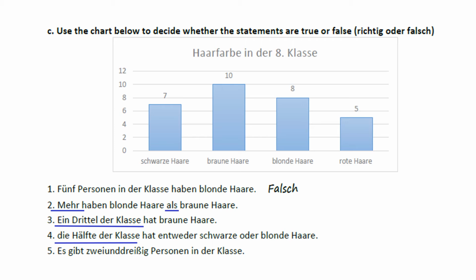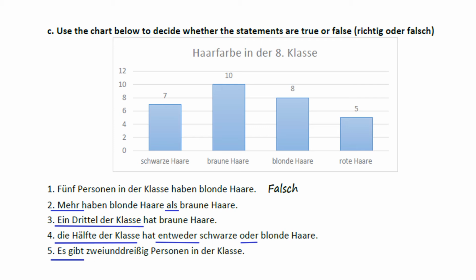Nummer 4, die Hälfte der Klasse hat entweder schwarze oder blonde Haare. So die Hälfte der Klasse is half of the class. And then entweder, you've been given this on your next page of vocab actually, entweder is either and oder is or, which you've already seen at the top of this task. So entweder, oder is either or. Okay, so use that vocab, decide whether or not that's true or false.